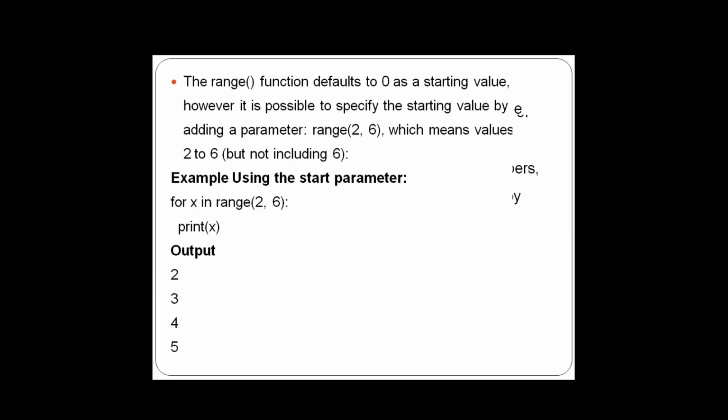When I say for x in the range of 2, 6, your default starting value of 0 is changed. Instead, your for loop starts from 2, 3, 4, and 5. This will be your output. Also, your ending range will not be included.